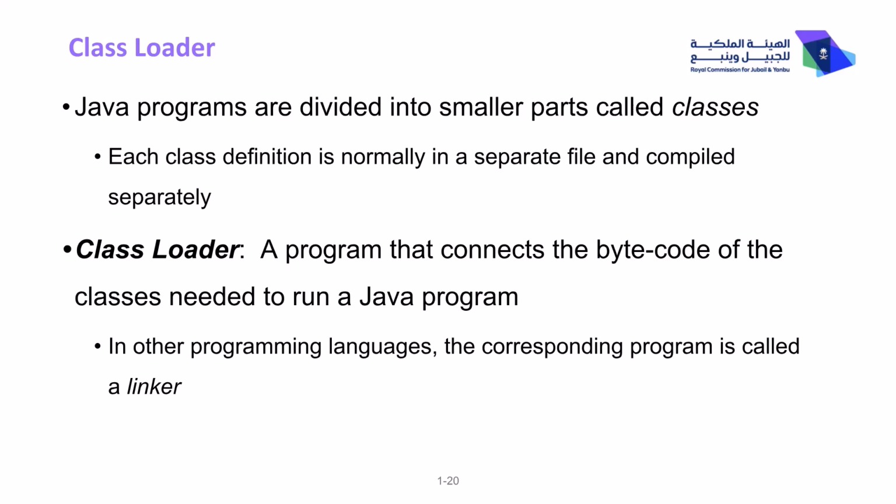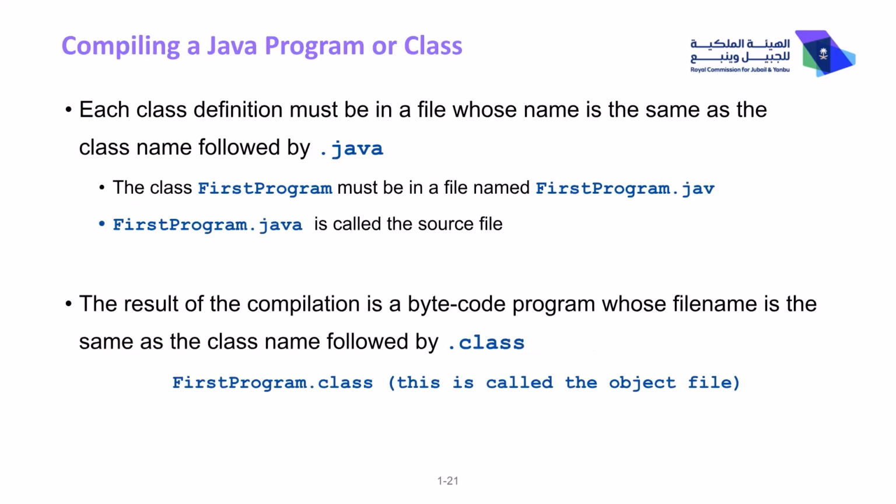A class loader is the program that connects the bytecode of the required classes to run a Java program. In other languages, this is called a linker. Each class definition must reside in a source file named after the class, followed by a .java extension. Compilation produces an object file with a .class extension, containing the bytecode program.